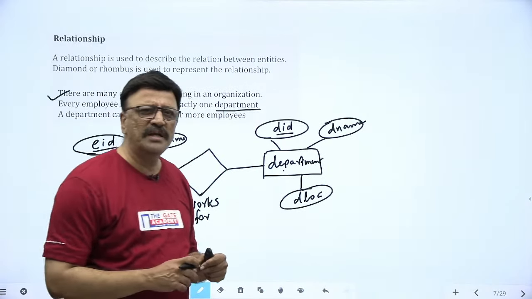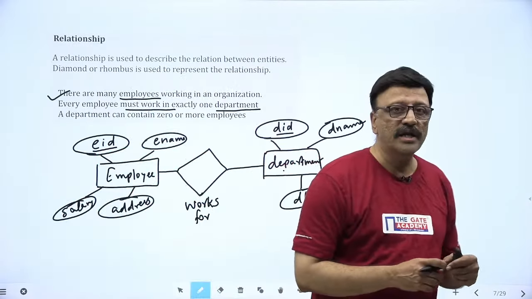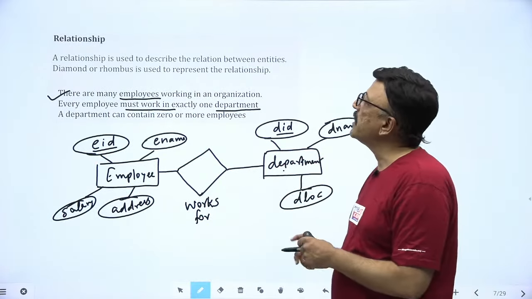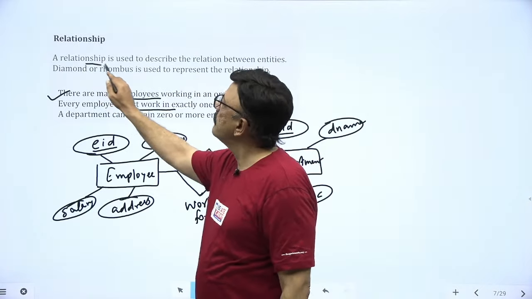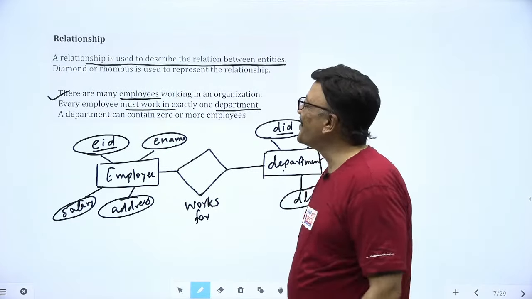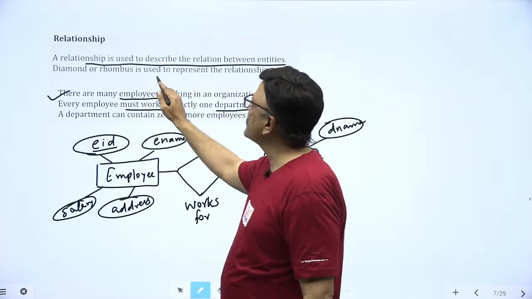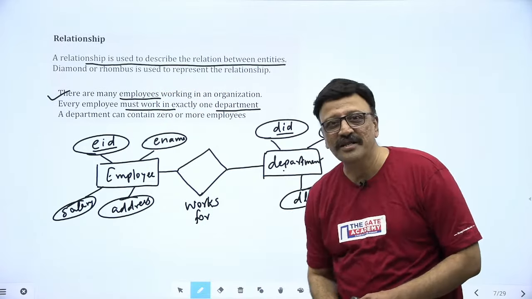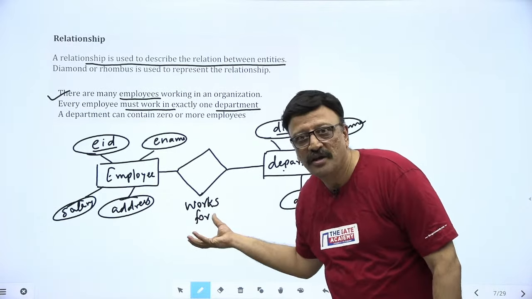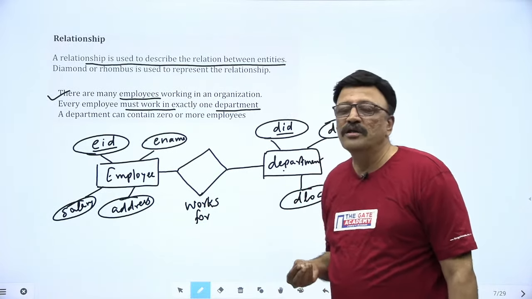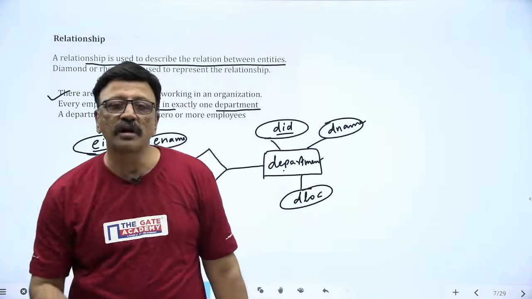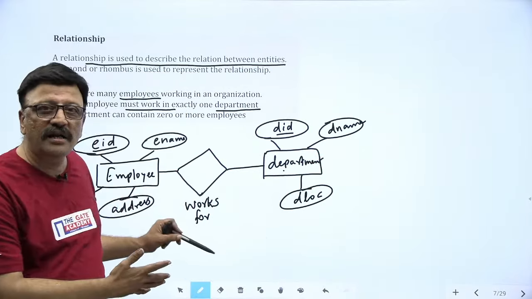By the way, n number of examples can be given about the relationship. But just one more example, let's take. But before that, what is a relationship? Relationship is used to describe the relation between entities. Wow, what a definition. What else can it be? And diamond or rhombus is used to represent the relationships. The role of the relationship, the description, is so important. Because if you don't write the description in crisp words or minimum words, then the very intention of showing the relation will be lost.